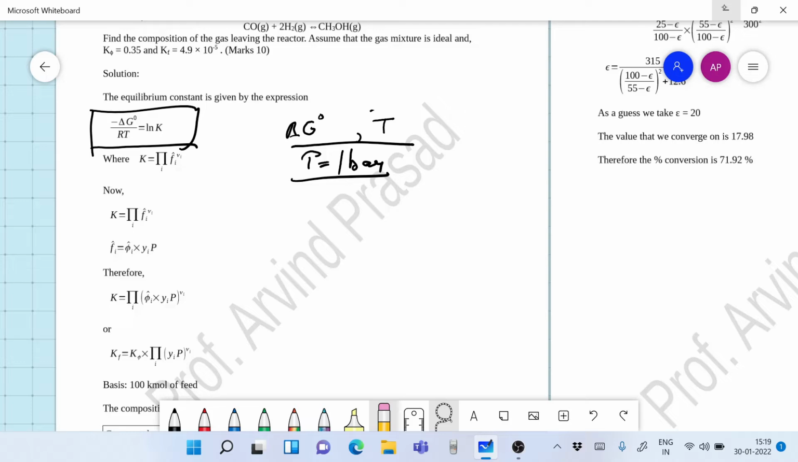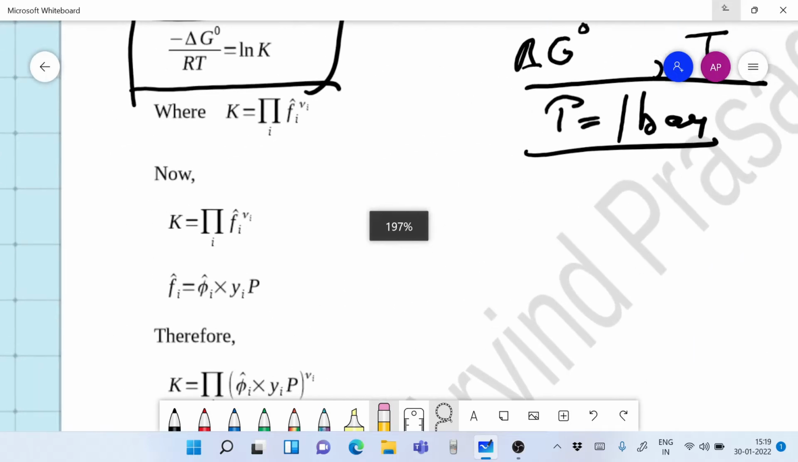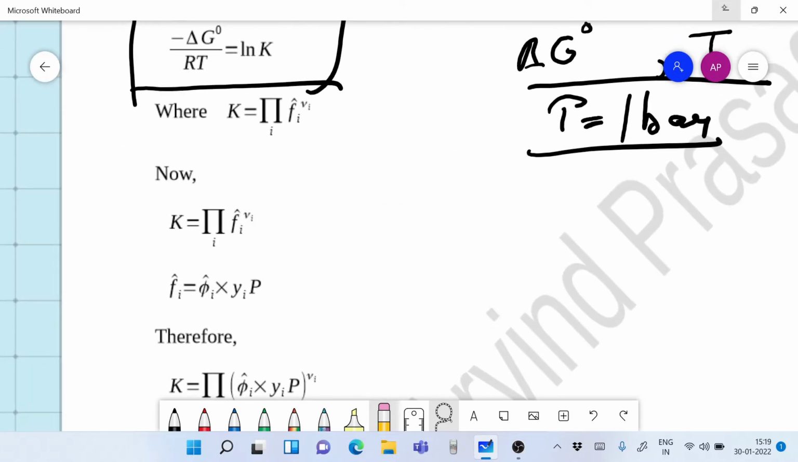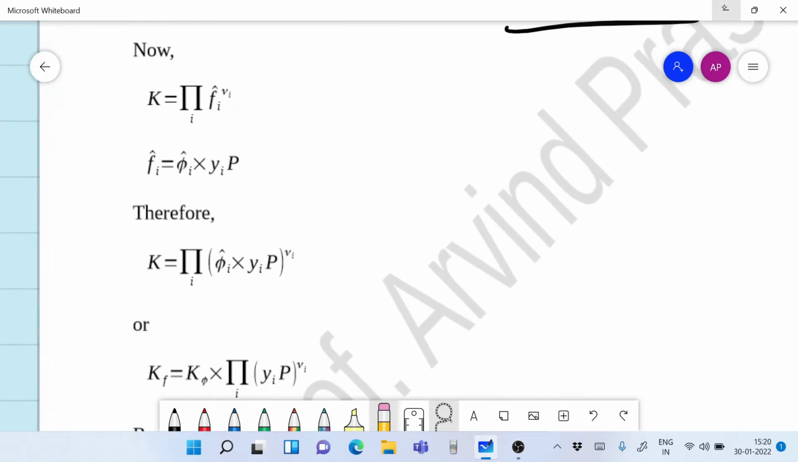where Fi cap is the partial fugacity raised to nu I, where nu I is nothing but the stoichiometric coefficient of the reactant or the product. Now the stoichiometric coefficient nu I is positive for product and negative for reactant. So always remember one thing, for stoichiometric coefficient, PP: positive product.